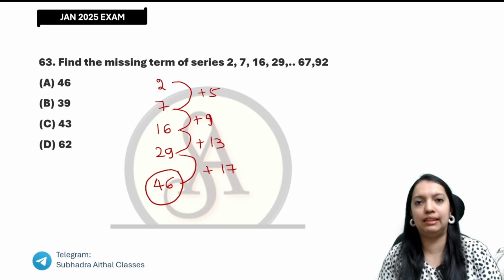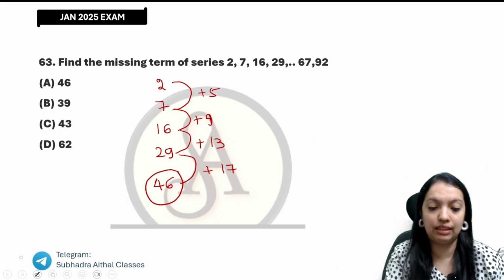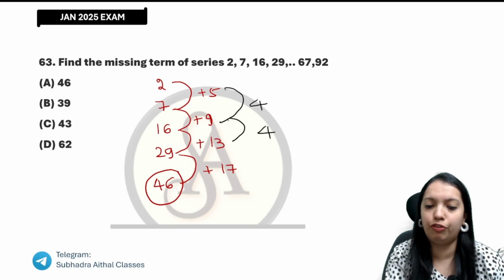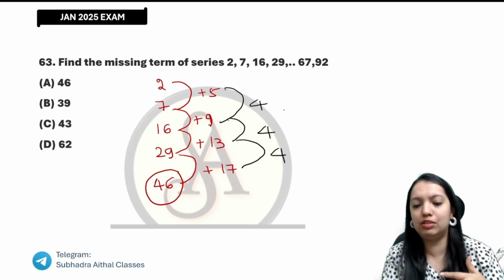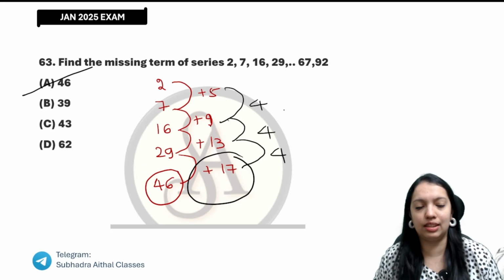Next, find the missing term. 1 plus 5 plus 9 plus 13 plus 17. Basically, the difference between the terms is equal to 4. 5 plus 4, 13 plus 4, 17 plus 4, 46 is what you have to add, so your answer is 46.